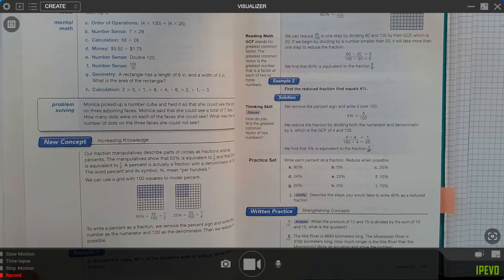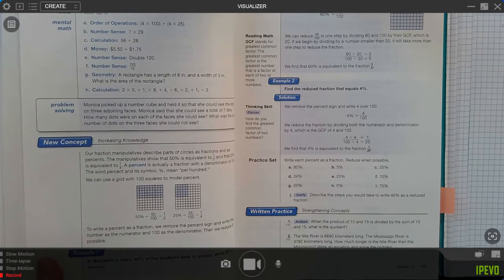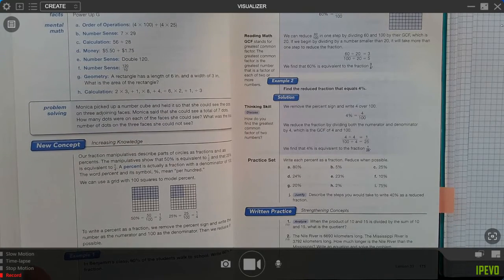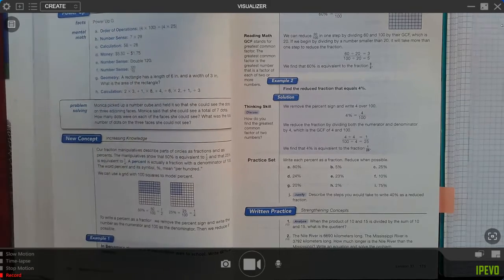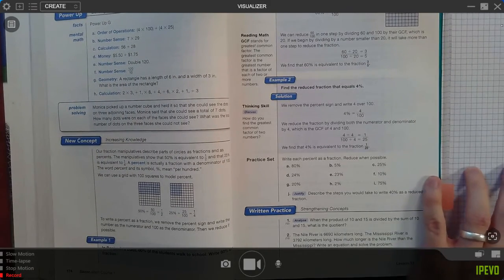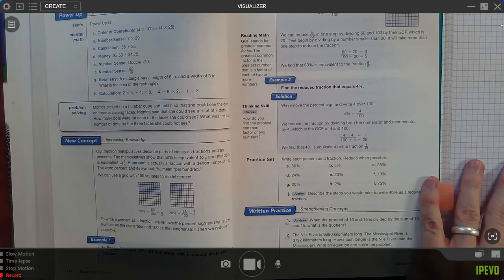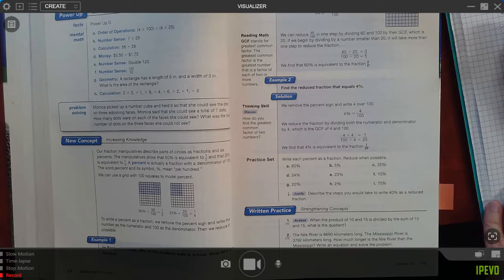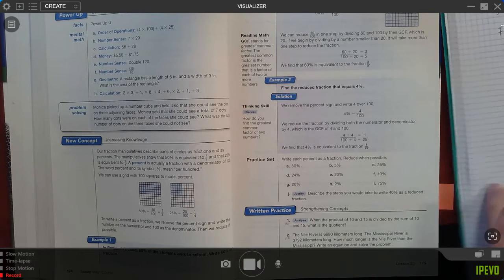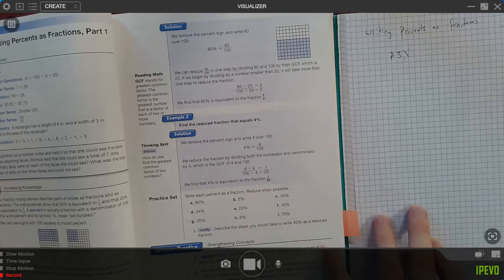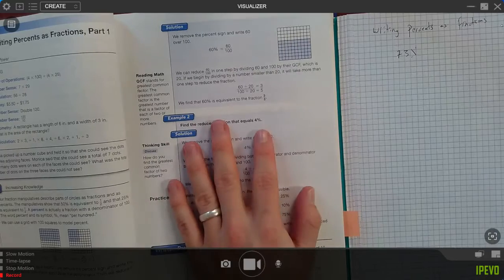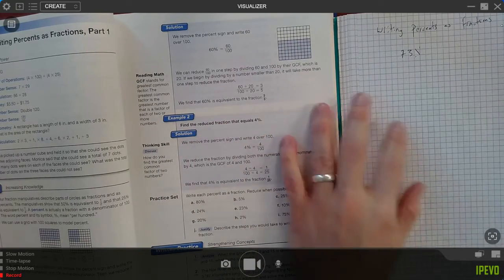A percent is actually a fraction with a denominator of 100. Okay, so this we haven't specifically said right out before. But when we're talking about a percent, it really is either a decimal or a fraction. So if I talk about something as being 73%, maybe your grade is a 73% in math because you haven't been doing all this work.